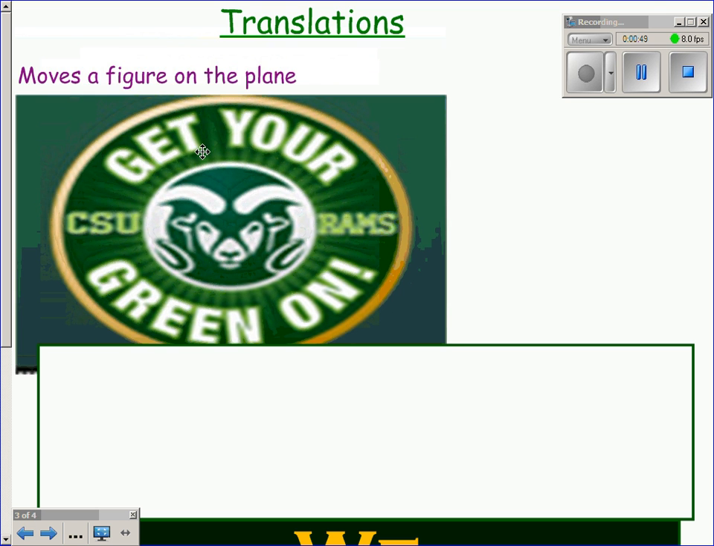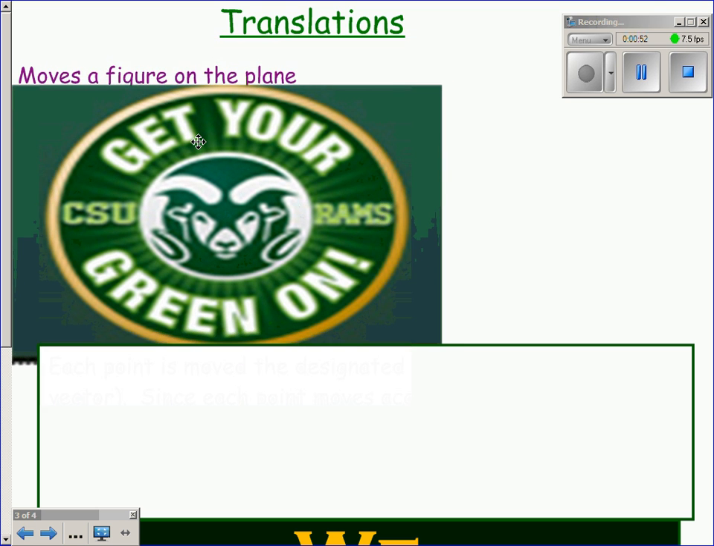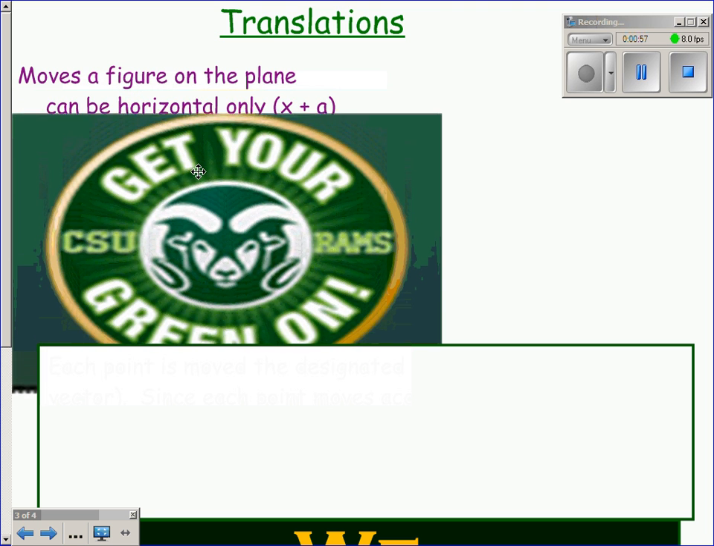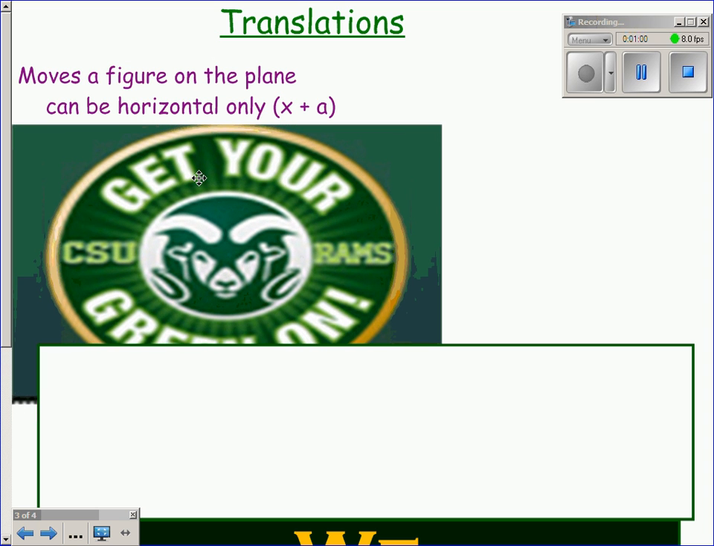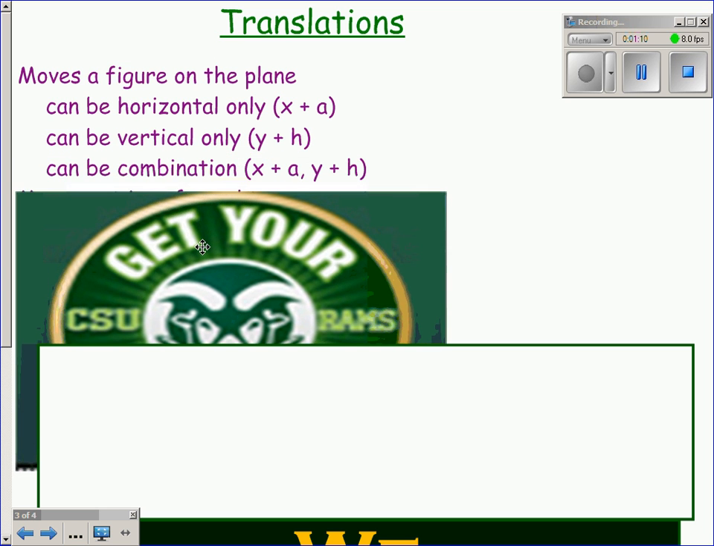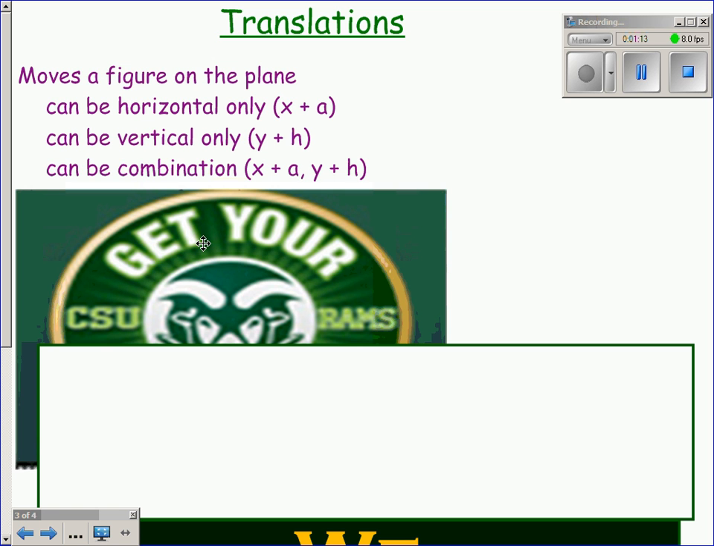translations. Translations move a figure on the plane. And that's just a simple way of saying it picks itself up and moves itself over. It can be horizontal, which is of the form the x-coordinate plus some a value. It can be vertical only, which would be the y-coordinate plus some h value. It could be some combination of that, which would be of the form take whatever the x-coordinate is, add the a value, and take whatever the y-coordinate is and add the h value. So basically just taking the horizontal and vertical and putting them together.